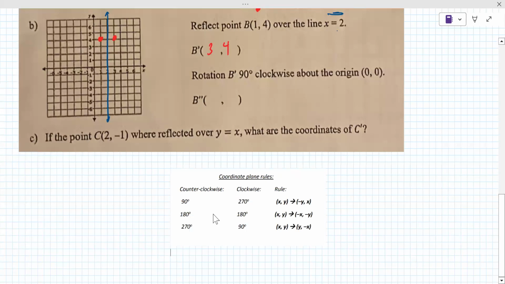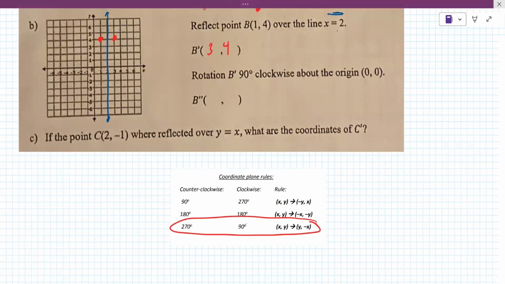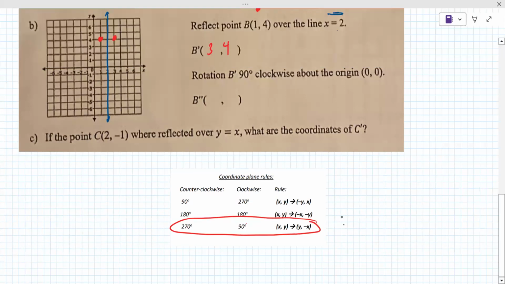90 degrees clockwise about the origin. That's this last one here. Okay. And what I see here is that your (x, y), which is 3, 4, becomes (y, negative x). So the 4 becomes your x value, and then you negate the x value, like that. Rotate 90 clockwise. Okay, yeah, that makes sense. Just follow the rule.